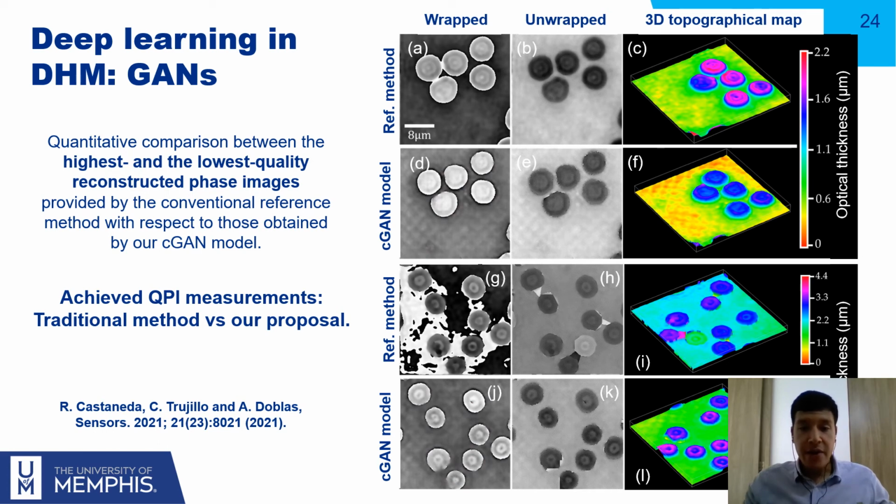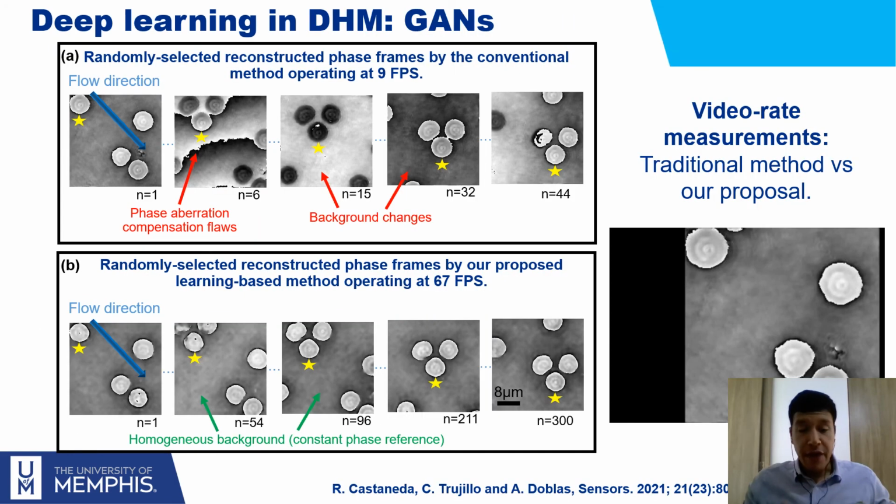Nevertheless, no matter what the experimental condition is, also for the shape, also for the refractive index measurement, or we can say for the optical thickness measurement, we always obtain what we understand is a proper reconstruction of the specimen, in this case red blood cells with a donut shape, which is what is expected for this kind of cells. Okay, finally, we are testing the video rate performance.